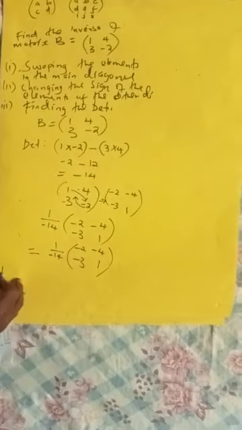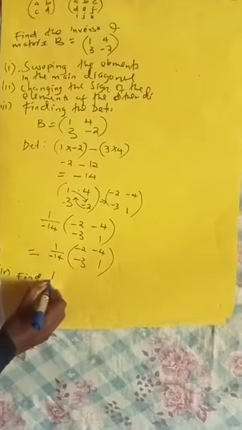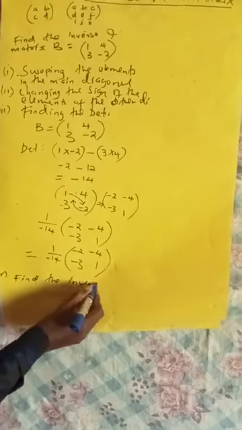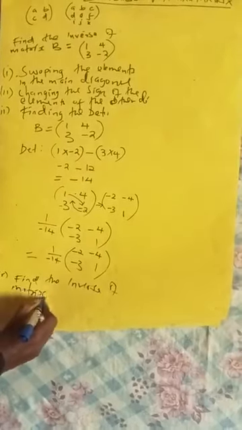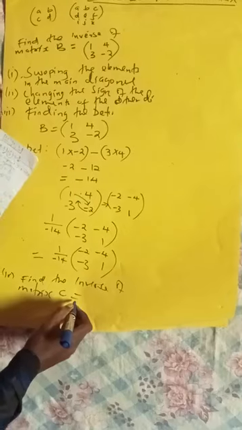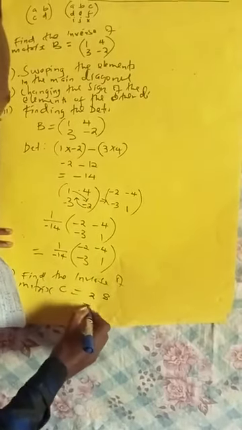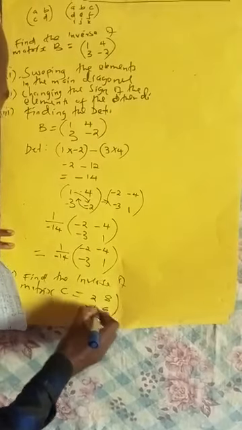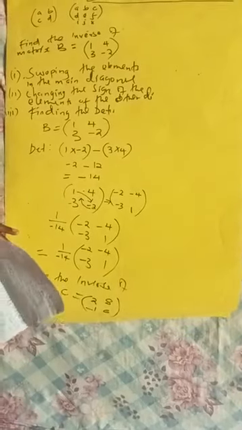So an assignment here, very fast. Find the inverse of matrix C, given that C is 2, 8, -1, 6. You can try this so that you see if at all you've understood.